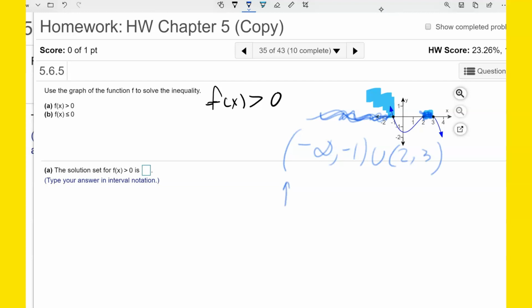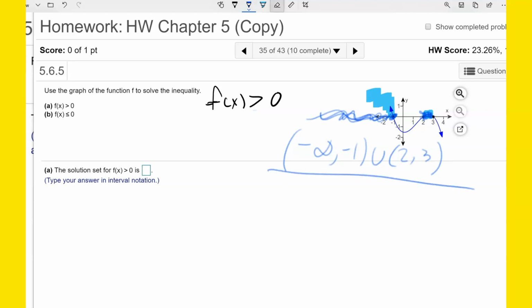Notice I put parentheses on these because it says greater than 0. Well, at this point here, I'm not greater than 0, I am 0. But I can't be 0, I got to be greater than 0. There's no equal to sign there. Same here, the 2 and the 3 are not included because at 2 and 3 I'm equal to 0, not greater than 0. So again, those aren't included, that's why I put parentheses there instead of brackets. So my answer to part A is exactly what I have showed you right here.